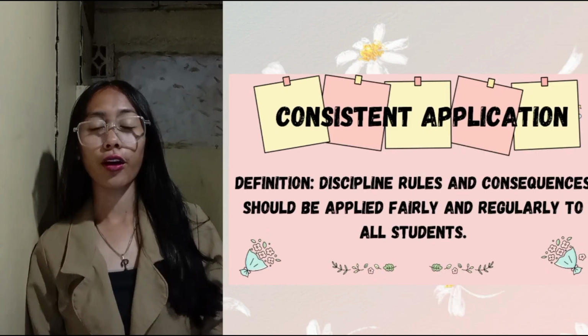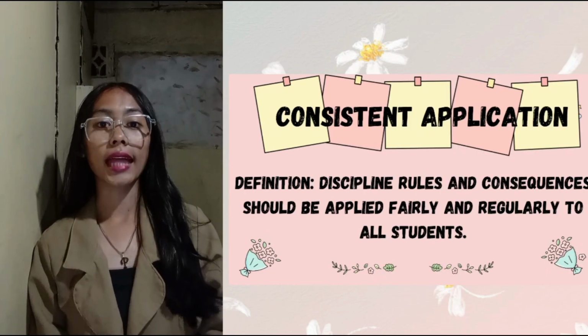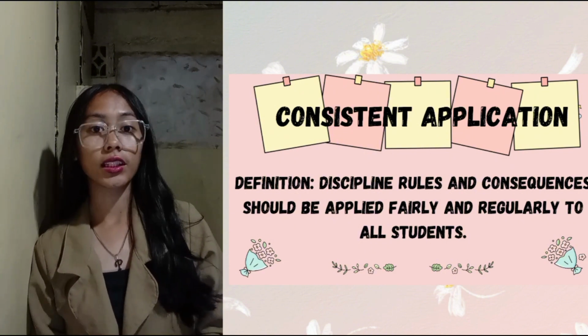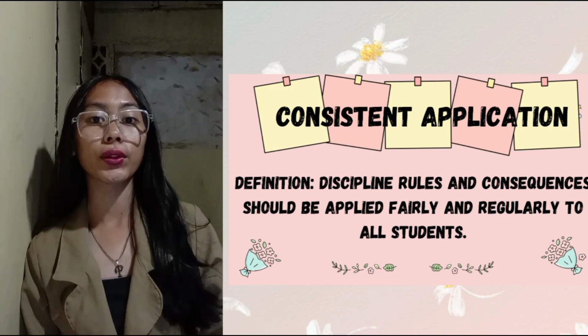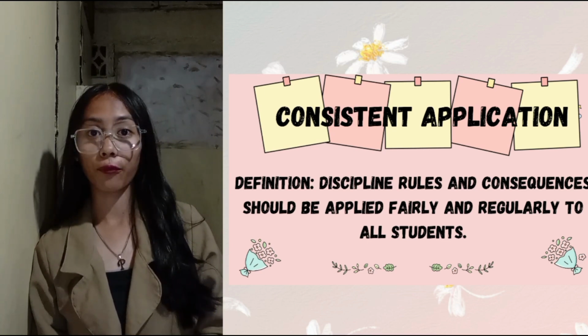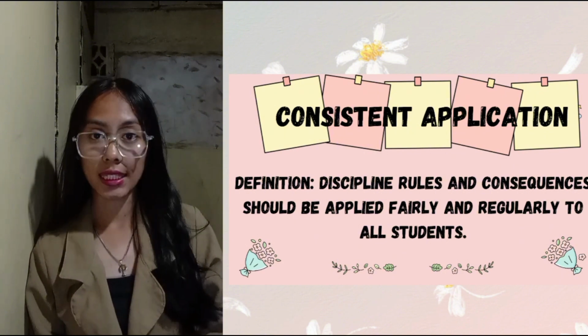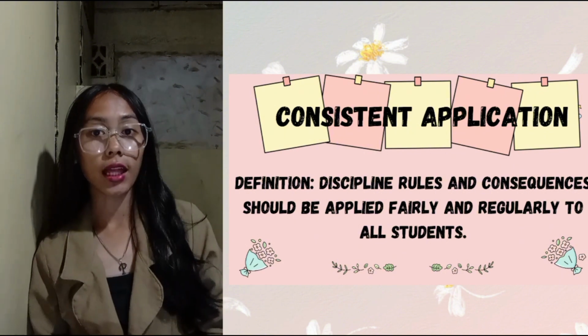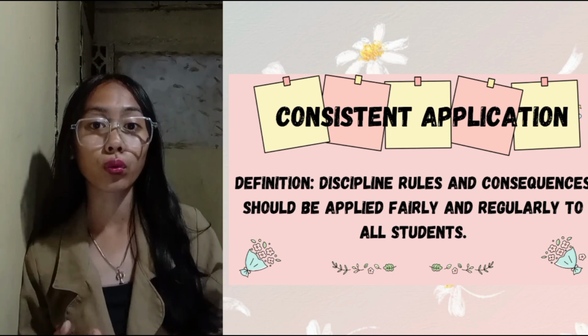So the third of the disciplines is consistent application. The definition of consistent application: disciplines, rules, and consequences should be applied fairly and regularly to all students. When rules and consequences are followed consistently, students know what to expect.